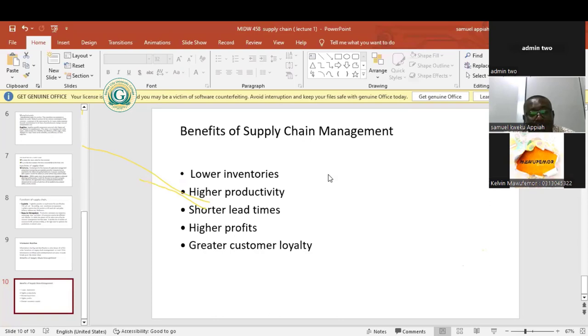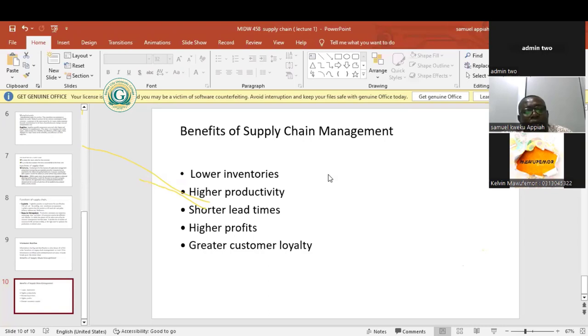Because, you know, the lead time also helps you to set your maximum stock level, minimum stock level, and then reorder point. Then another benefit is that it brings higher profits. Once there is high productivity, there is high profit. And then customer loyalty, greater customer loyalty.